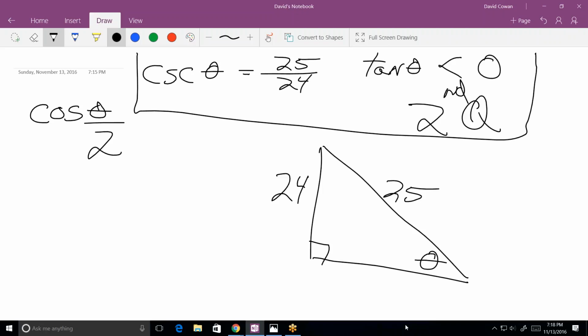Now, we need to label this bottom side here. Well, 7. Okay, good. That's a Pythagorean triangle, a perfect one. Okay, so now we have some identities for half angles. What are they? Oh, for cosine? For cosine.